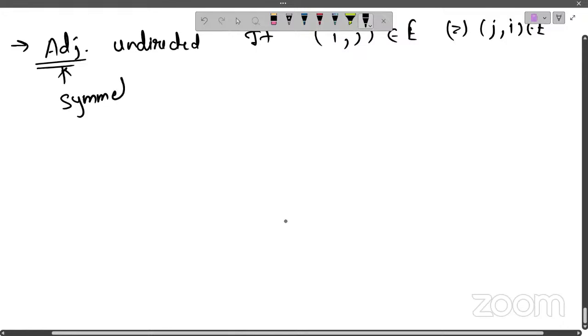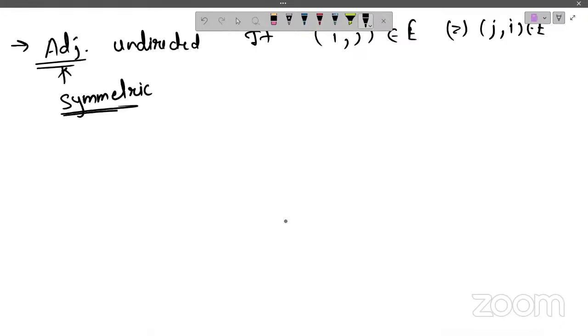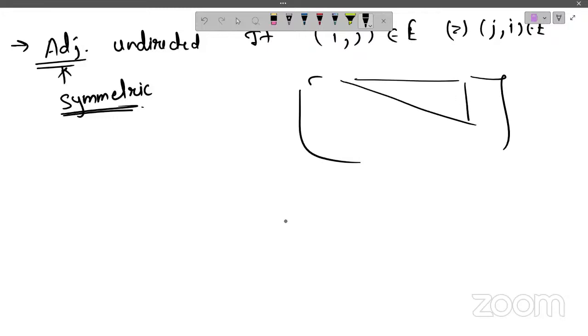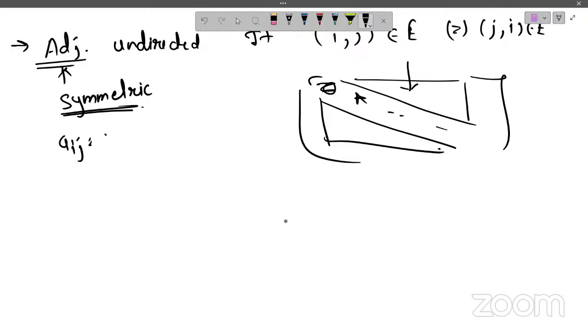You know what a symmetric matrix means, right? It means the entries on one side of the diagonal are the same as those on the opposite side. In general mathematics, we say that Aij equals Aji, where Aij is the ijth entry of a matrix. So the adjacency matrix of an undirected graph is always a symmetric matrix.